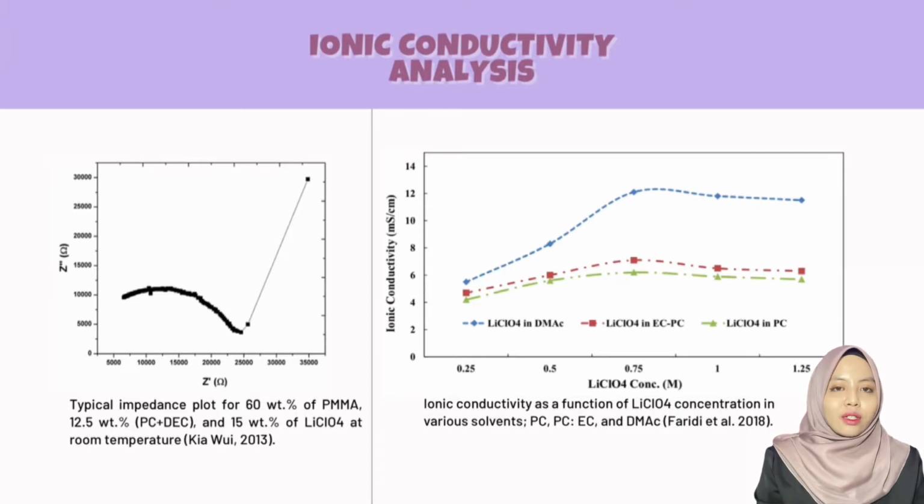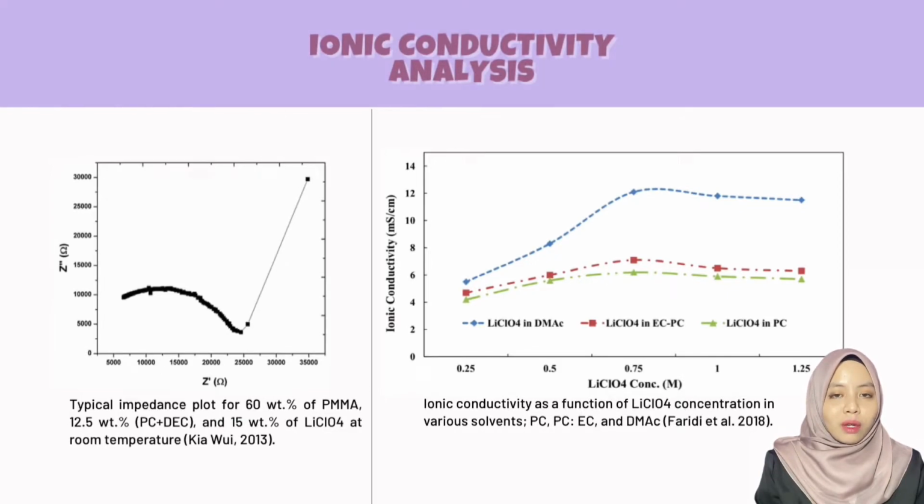The right side of the figure shows the ionic conductivity as a function of lithium perchlorate salt in various solvents. As we can see, increasing the salt concentration up to 0.75 molar will enhance the ionic conductivity of all solutions, and vice versa. The dimethyl acetamide had the highest conductivity and it reached maximum at 0.75 molar. Increasing the salt concentration by more than 0.75 molar reduced the conductivity due to the ion pairing action.